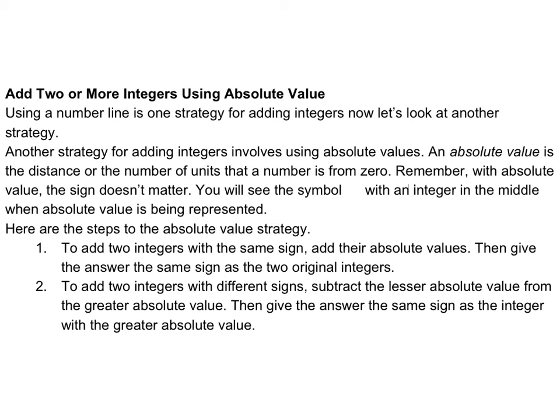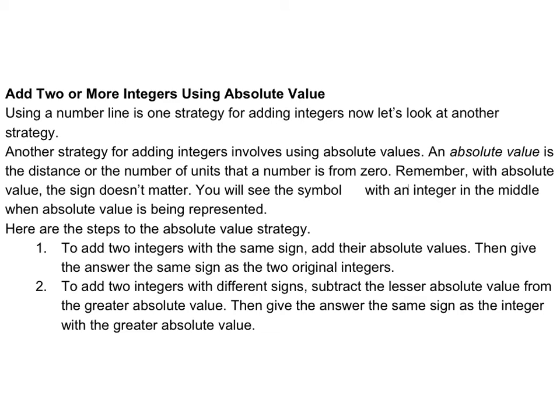So the next thing we're going to talk about here is we're going to add two or more integers using absolute value. Okay, so using a number line is one way to add integers, so now we're going to look at another way. Another way to do that involves using absolute values. So now remember, an absolute value is the distance or the number of units that the number is from 0, so it's always a positive number.